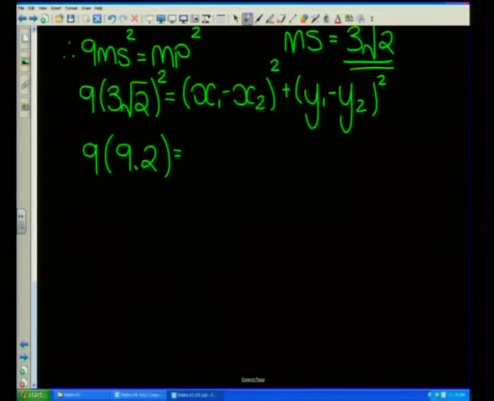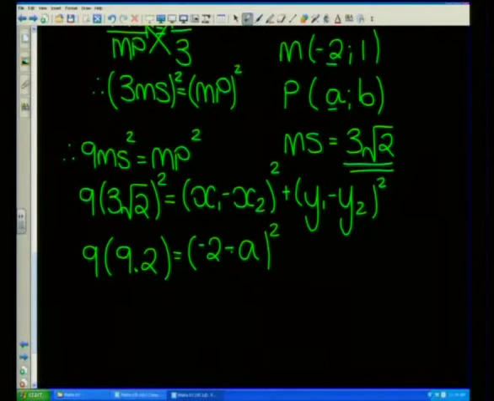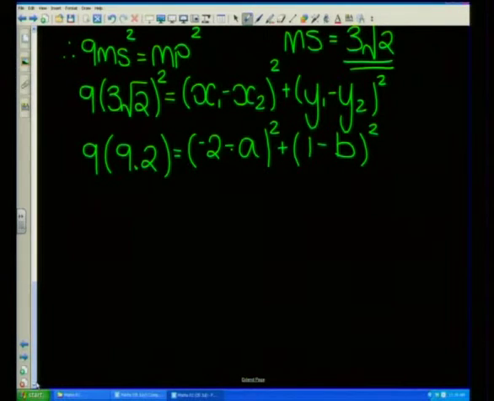On this side over here, let's get our coordinate points. The x-coordinate of M is negative 2. The x-coordinate of P is A, and we are going to square that. The y-coordinate of M is 1 minus the y-coordinate of P, which is B, and that's going to be squared. And we are going to have to just tidy that up one more step. 9 times 9 is going to be 81. 81 times 2, we have got 162. Am I right?